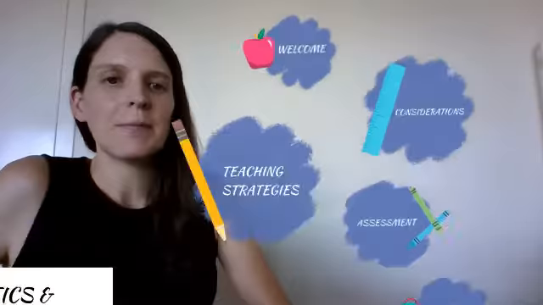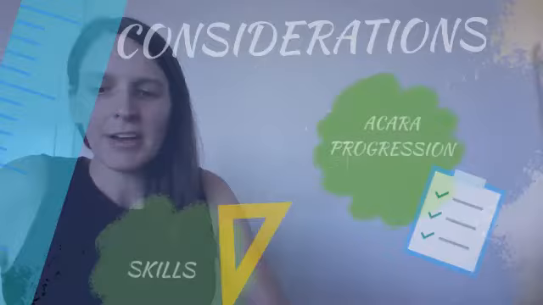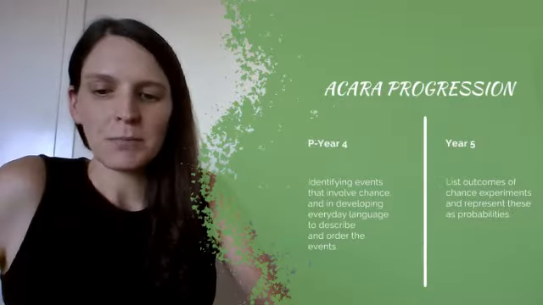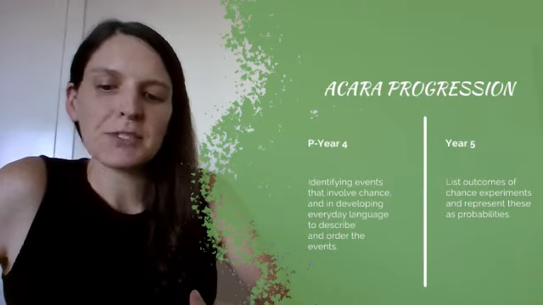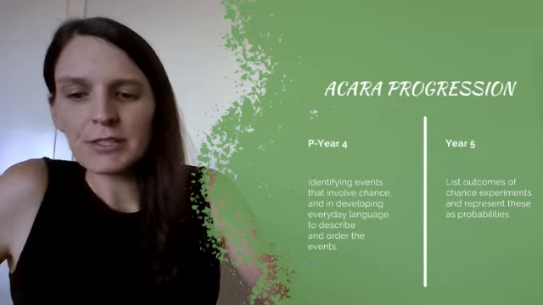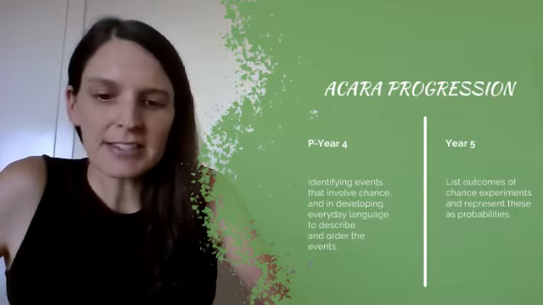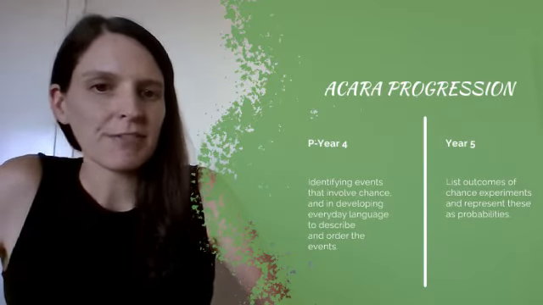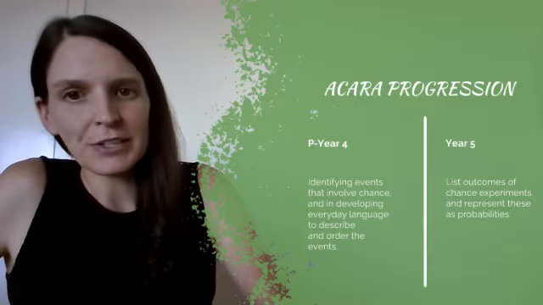In the Australian curriculum, it's not until Year 5 that students are asked to list outcomes of chance experiments and represent these as probabilities. Before this time, the focus is really on identifying events that involve chance and developing everyday language to describe and order these events.